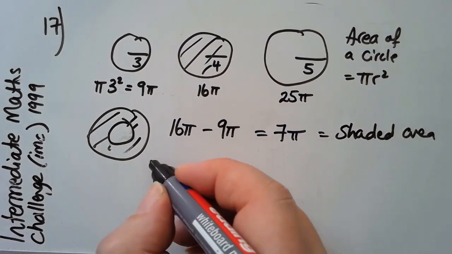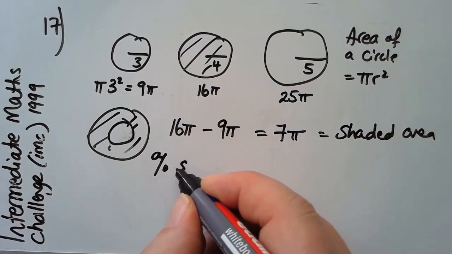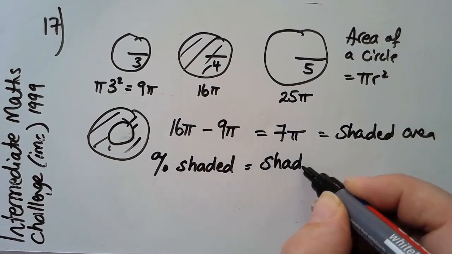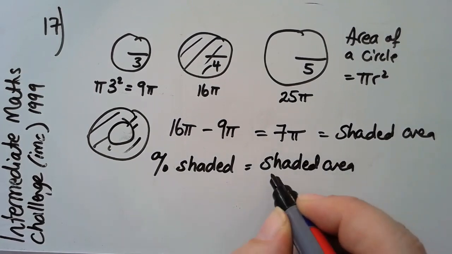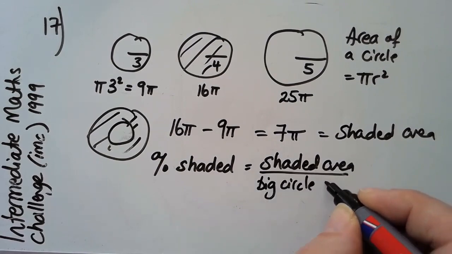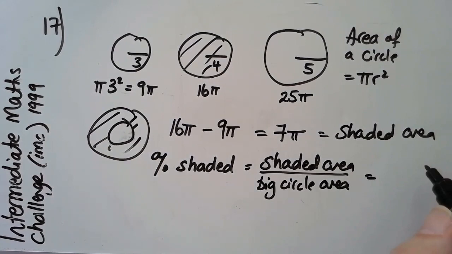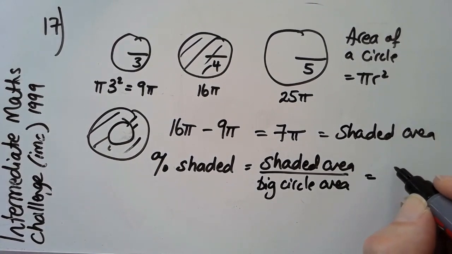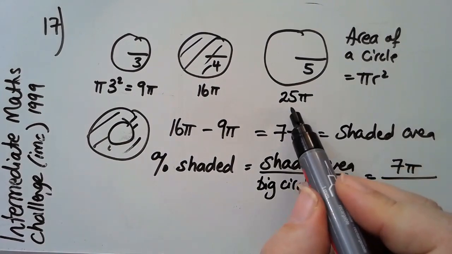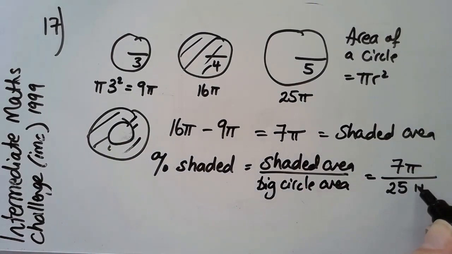And we want to know the percentage shaded, which equals the shaded area divided by the big circle. Shaded area is 7 pi. The big circle area, 25 pi. The pi's cancel out, which means that we're left with 7 over 25.